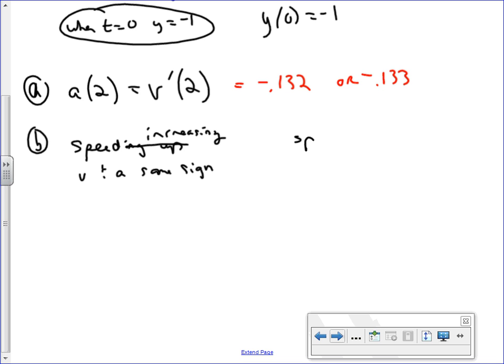If speed is decreasing, that is slowing down, if velocity and acceleration have opposite signs. Get it on your paper. You're gonna get a point for knowing what they've asked you to do and translating it, okay?